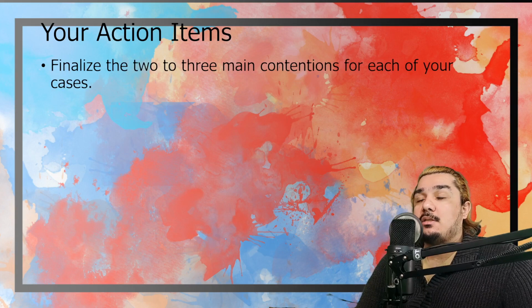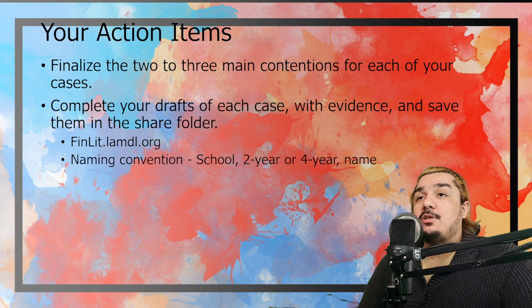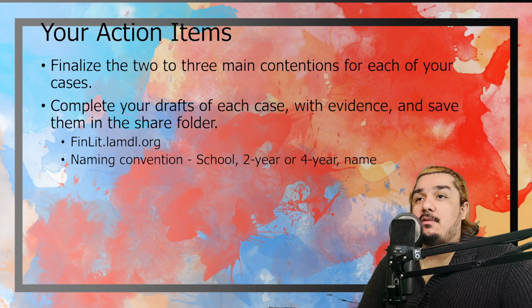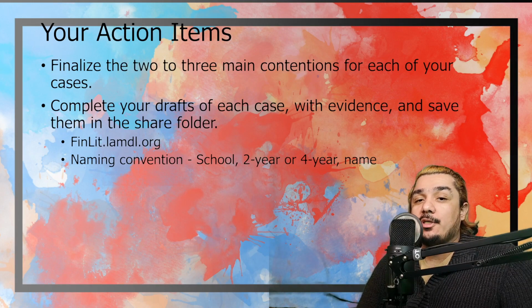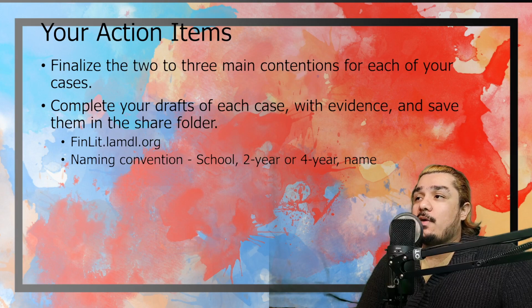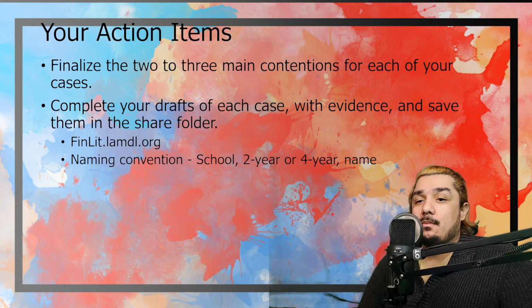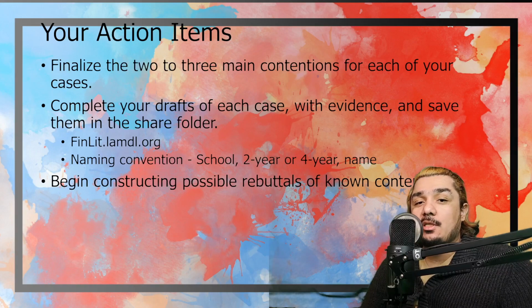Okay, so let's take a moment to look at the things that you should be doing between now and when your cases are due. First, you should finalize your main contentions for your cases. Second, you should complete the drafts of these cases with evidence and save them in the shared folder. You can access the shared folder at finlit.lambda.org. You'll need to request permission to access that folder when you go to that link, so go to it sooner rather than later. When you're uploading the document, make sure that you follow this naming convention. It should go school, whether or not it's a 2-year or 4-year case, and your names. This will help us know who's turned in which cases. This is very important because we need to be able to see your speeches before the actual tournament. It's a requirement for competing. Once you've written your cases, the next thing you have to do is start writing your rebuttals and responses.